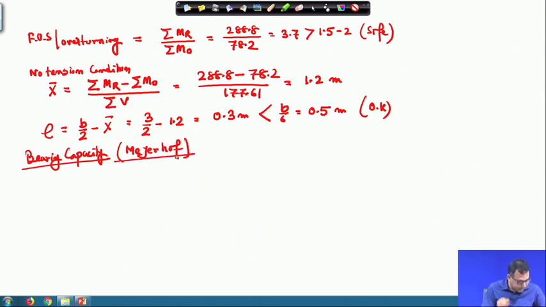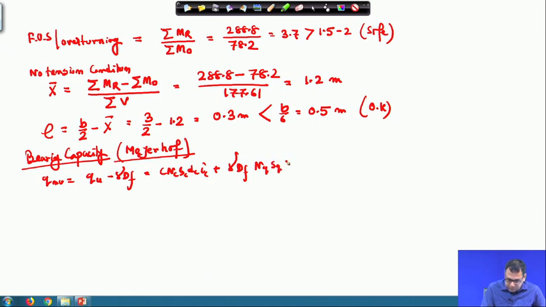I am using the Meyerhof bearing capacity expression to calculate the bearing capacity, and you know that q net ultimate is equal to q ultimate minus gamma D_f, and that is equal to c N_c S_c D_c I_c plus gamma D_f N_q S_q D_q I_q plus half gamma B N_gamma S_gamma D_gamma I_gamma minus gamma D_f.